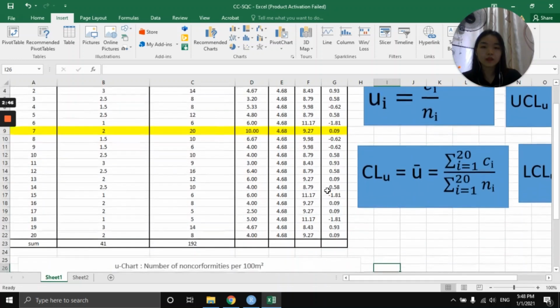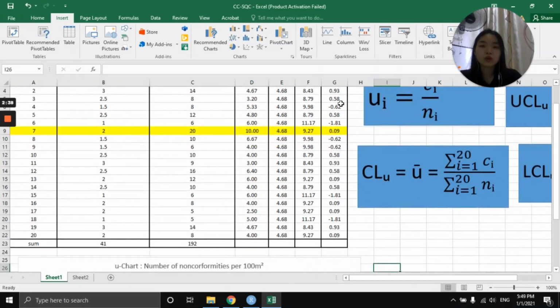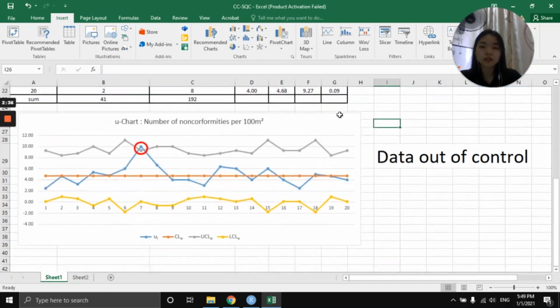After that, we use the Ui, CLU, UCLU and also the LCLU to construct our control chart. This is our U chart for the number of non-conformities per 100 meters square. This line is our upper control limit, UCLU, our lower control limit, LCLU, and also our U bar. And this blue line is our data, Ui.